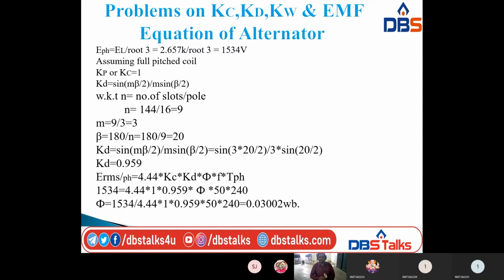Substitute that one value into this one, so 1534 is equal to 4.44 into 1 into KD. Just now we calculated the KD value, that is 0.959, into, we have to calculate the phi value. Directly we will take the phi value, phi into, what is the frequency? I already calculated 50, into turns per phase is 240, and from this one I am writing phi is equal to 1534, that is the E phase value, divided by 4.44 into 1 into 0.959 into 50 into 240. After we simplify this, we will get the flux value, that is 0.03002 Webers. This is the required flux value.